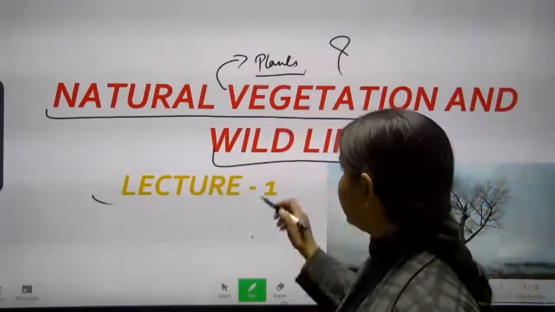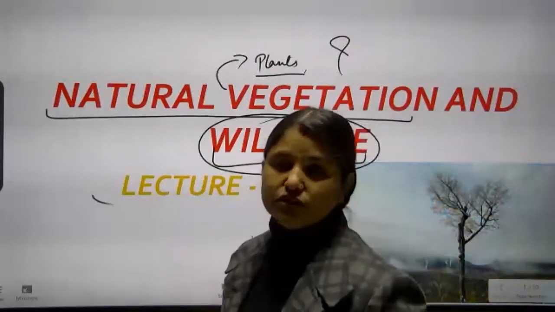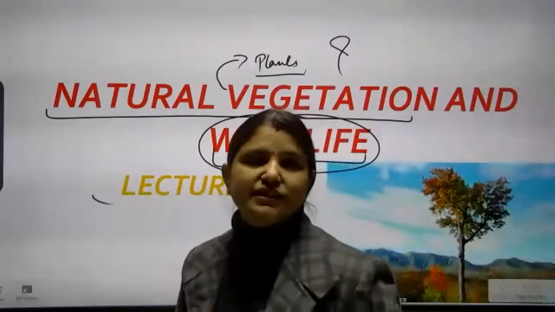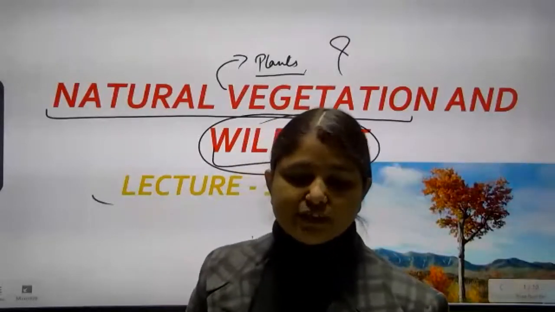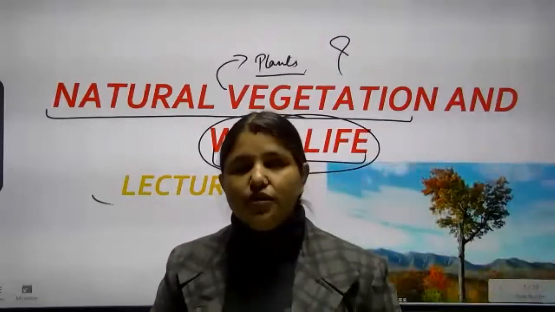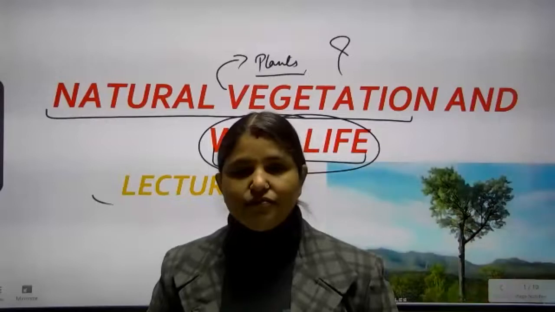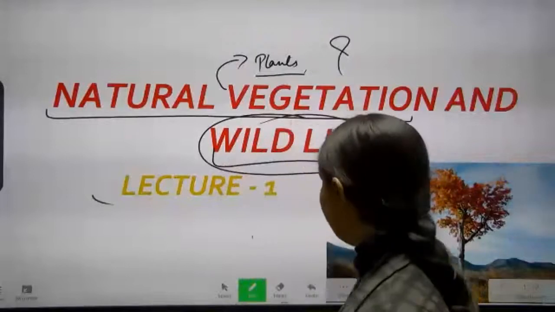Then next we will see wildlife. In wildlife we can include all the creatures, like animals, insects, aquatic animals, flying birds, all are the part of wildlife. So I hope the name of the chapter is clear to you all. Natural vegetation means all the vegetation and plants which grow on their own without any human support. And wildlife means all the creatures, like animals, aquatic animals, birds, insects, all are the part of wildlife. So if this is clear, then we will go to our next topic.